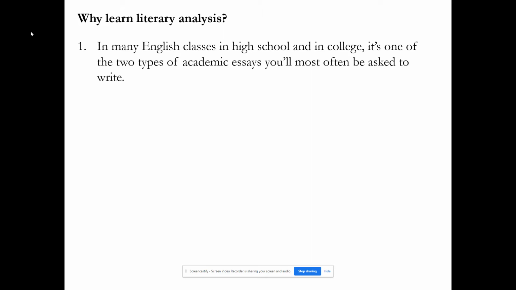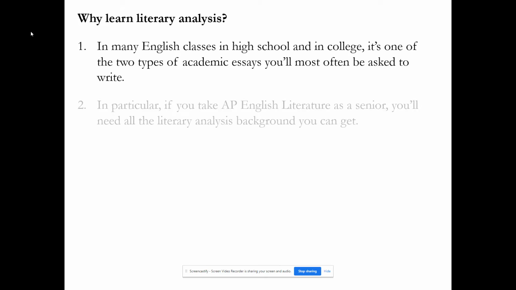So you need to know how to do this because you have to know how to do it in school. I know it's a little bit circular, but you may as well learn it now because you're going to be asked to do it maybe with a little bit less actual instruction and support in other contexts.